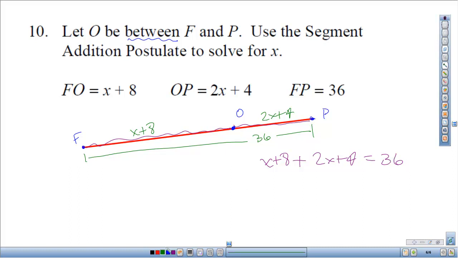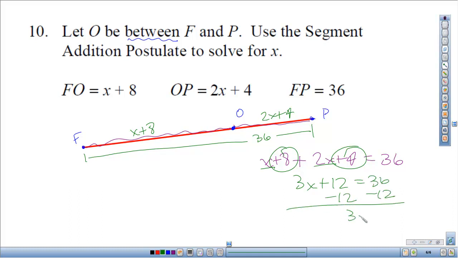All right, at this point we'd combine some like terms, so x and 2x make 3x. Positive 8 and positive 4 would add up to positive 12, all equal to 36. If I subtract 12 from both sides, 3x now equals 24, and when I divide by 3, x is 8. And that's all they asked for us to solve for x. So draw the picture, add up the small parts of the segment, and let it equal the big part, and you'll be in good shape.